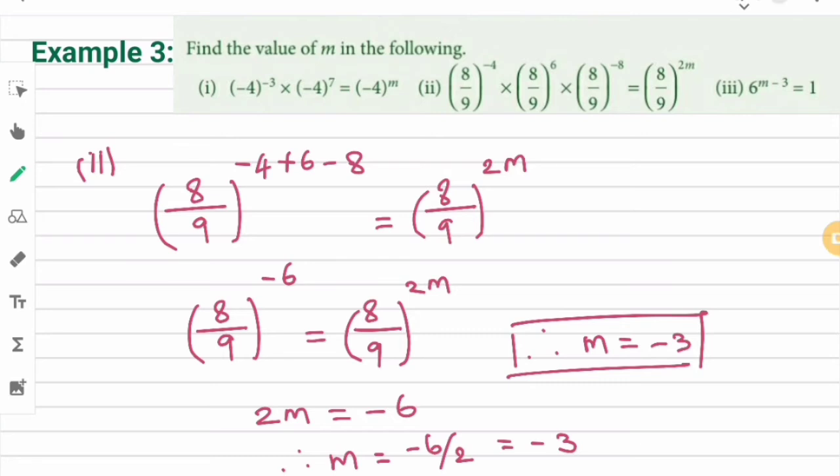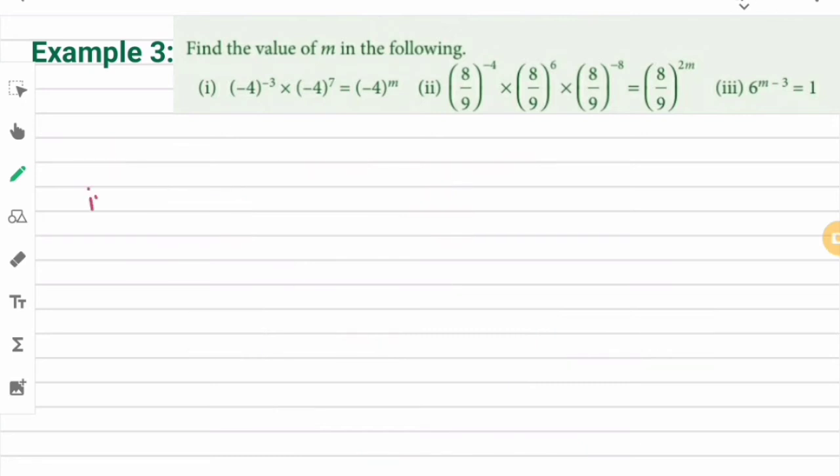Got it? Now, the last subdivision. This one is easy, right? Here they given 6 power m minus 3 is equal to 1. And if you see in the left hand side and right hand side, the bases are not same. But in subdivision 1 and 2, we can see the same bases. So what to do? Just use the law over here. Here they given 6 power m minus 3.